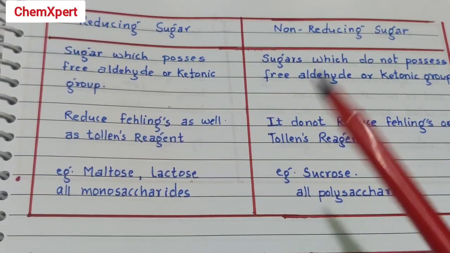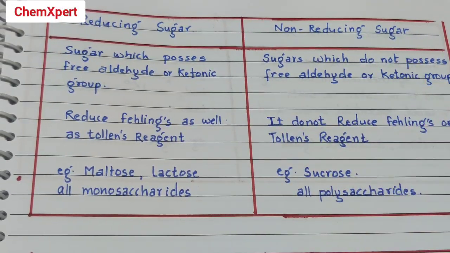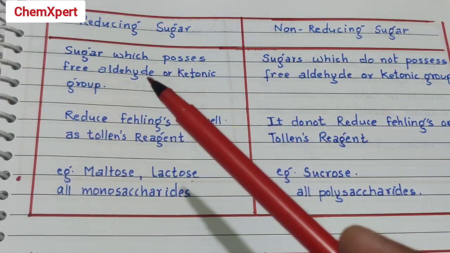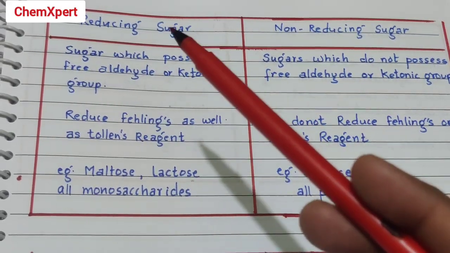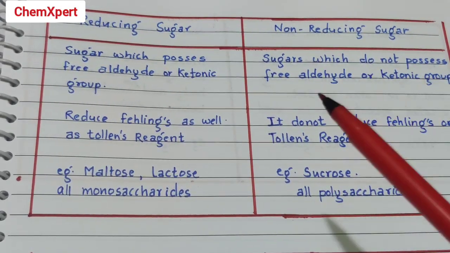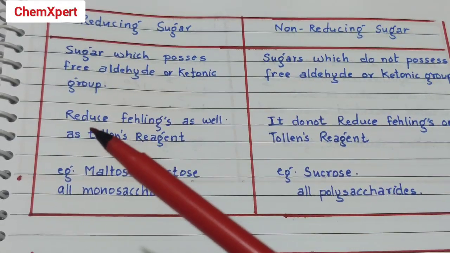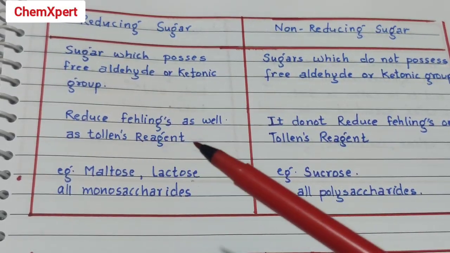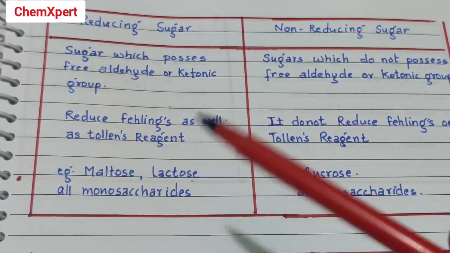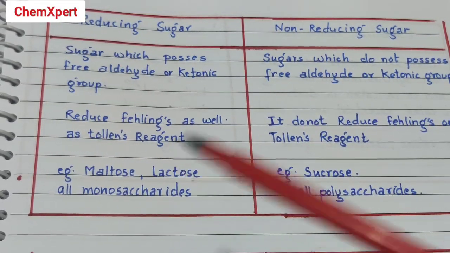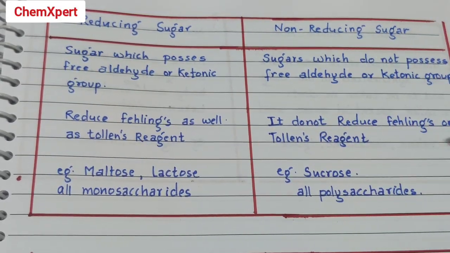Now the next difference is between reducing sugar and non-reducing sugar. A sugar which possesses a free aldehyde or ketonic group is known as a reducing sugar, and one which does not possess a free aldehyde or ketonic group is a non-reducing sugar. Reducing sugars reduce Fehling's as well as Tollens' reagent, whereas non-reducing sugars will not reduce either of these reagents.